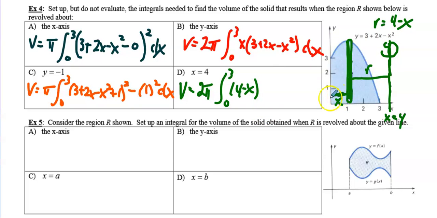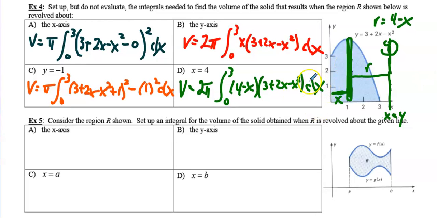And that's, again, I think the easiest way to remember that: the distance between the axis and your rectangle is either the x or y, based on determining what that is, and then the radius is going to be the difference between the axis of rotation and that value. And then the height is not going to change, right? The height's still going to be what you see right here. It's going to be 3 plus 2x minus x squared, and that's going to be multiplied by delta x.